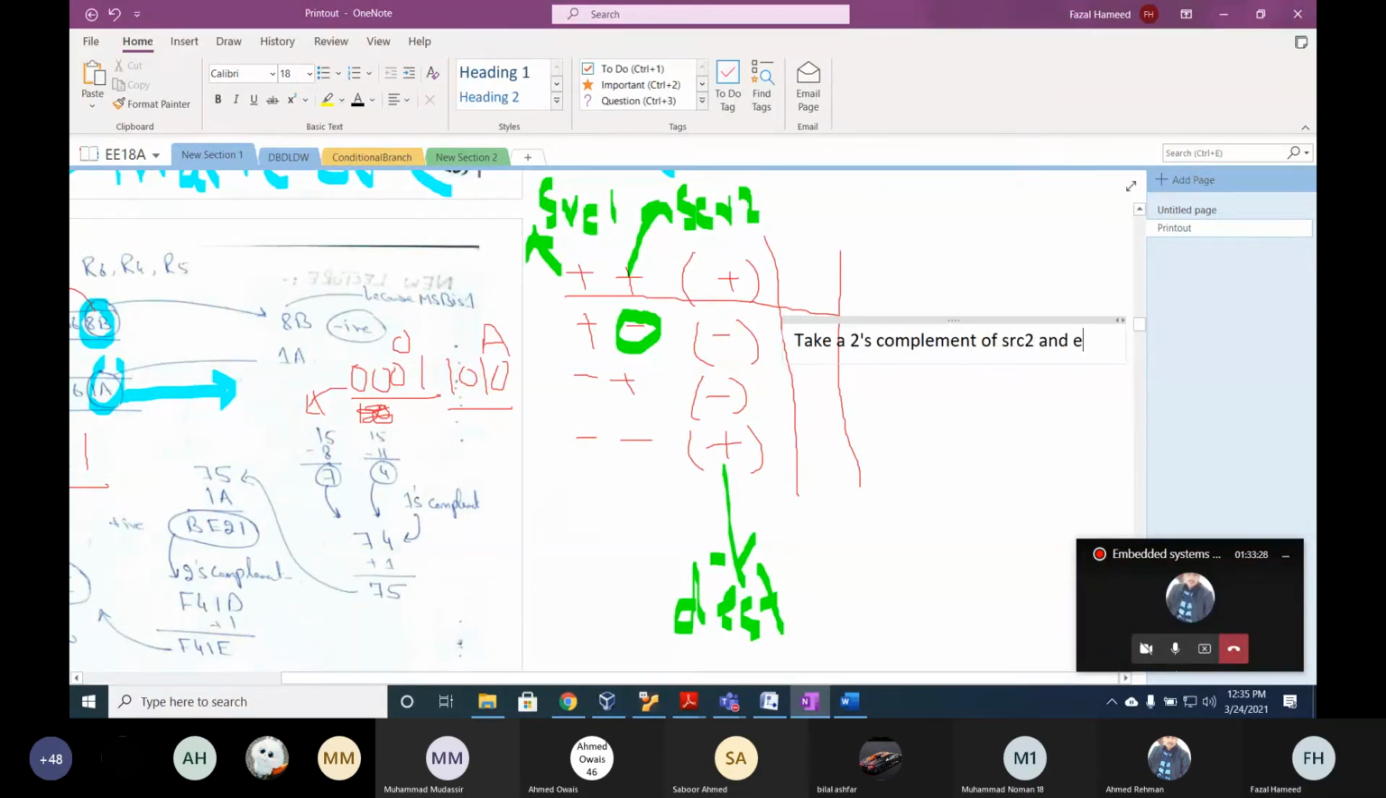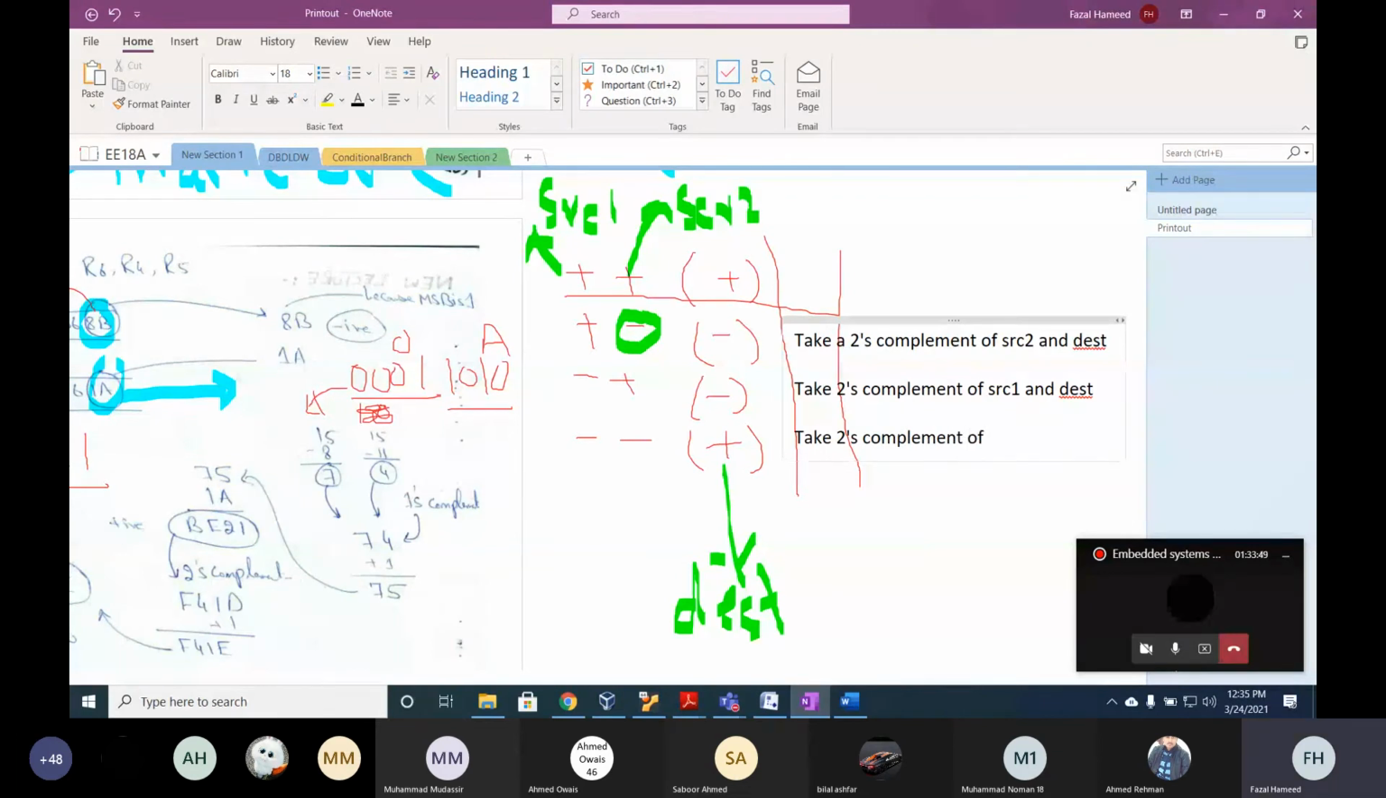And destination. What about the third? Take 2's complement of what? Source 1 and destination. In this case, we only take 2's complement of what?